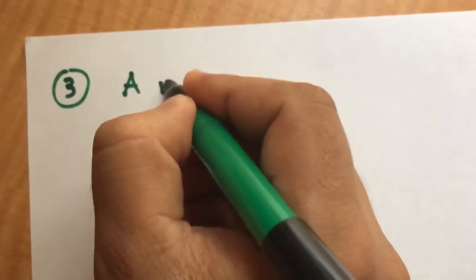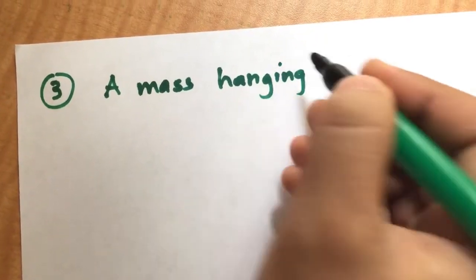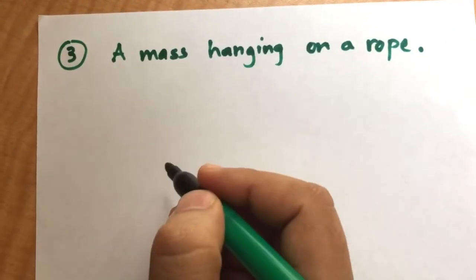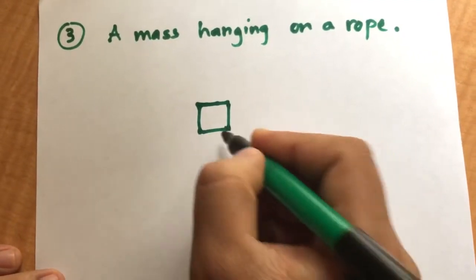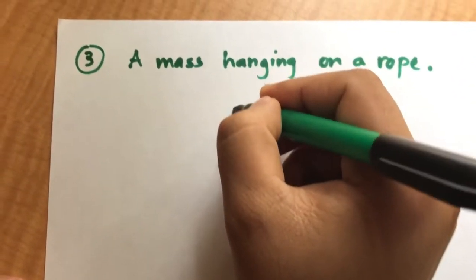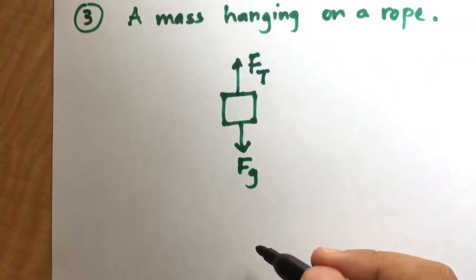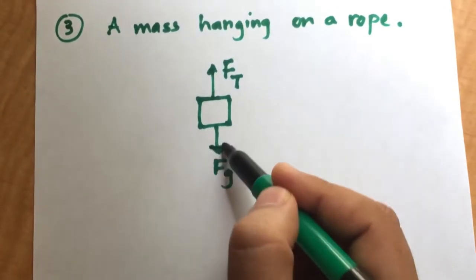Now let's go into the third example. In the third example, we have a mass hanging on a rope. Alright, so in this case, the force of gravity will be balanced by the force of tension that will act on the rope. Now be sure to check the length of these arrows. They should be equal.